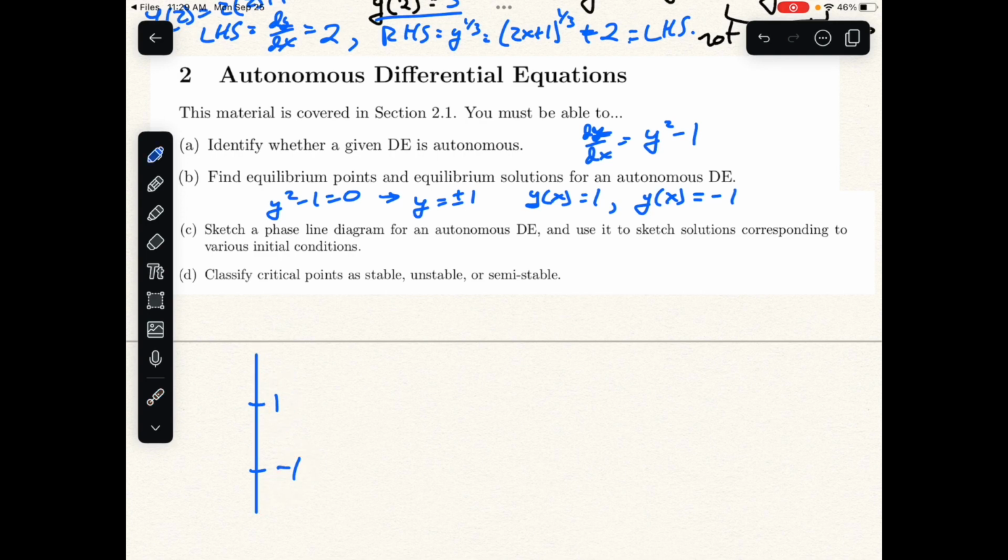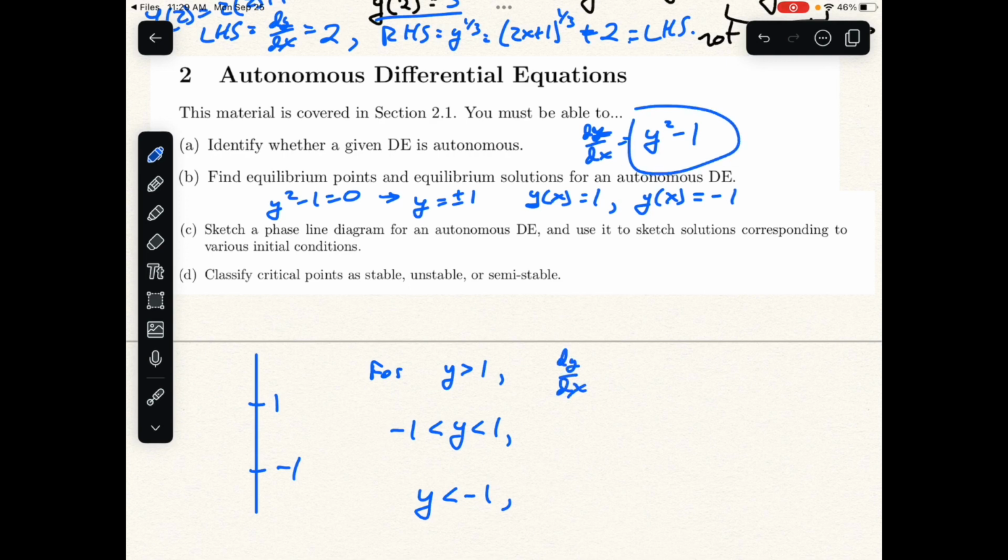So yeah, for various y values, if you want to plug in y values that are bigger than 1, y values between negative 1 and positive 1, and y values less than negative 1, you want to plug those into dy/dx, which is y squared minus 1, and then see if you get something positive or negative.